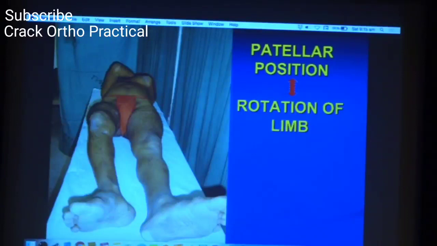The best position for you to comment on the position of the patella is to stand at the foot end of the patient, the foot end of the bed, because from the foot end only this picture has been taken. You can clearly make out that the affected side patella is in more external rotation than the normal side. Even the normal side has an attitude of external rotation of the patella by about 5 to 10 degrees, but on the affected side it is more.